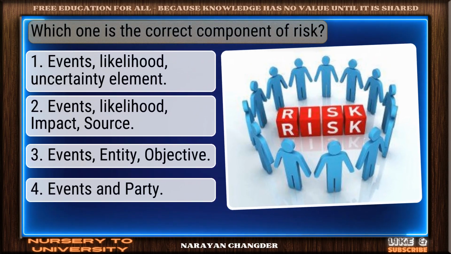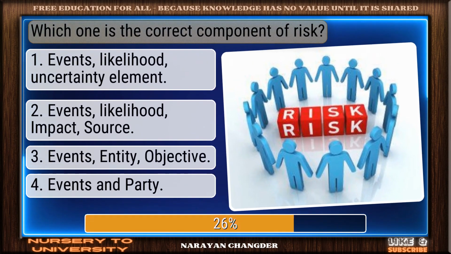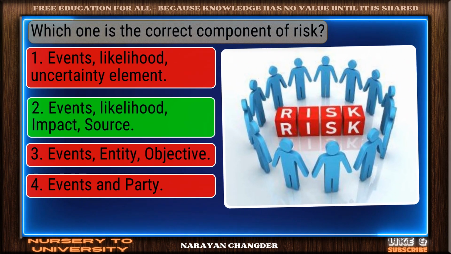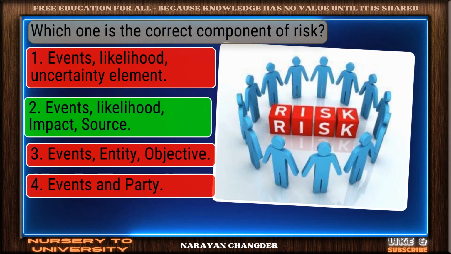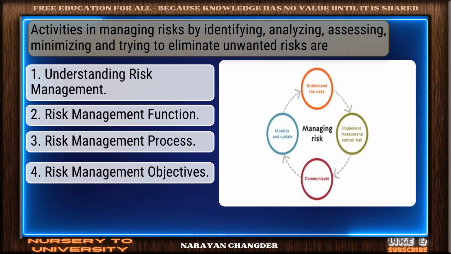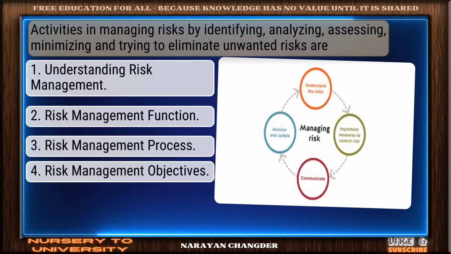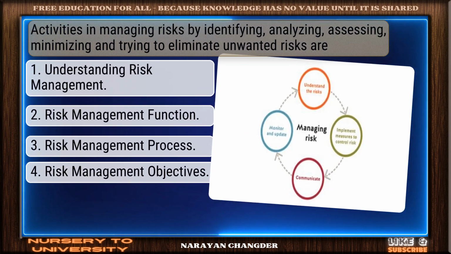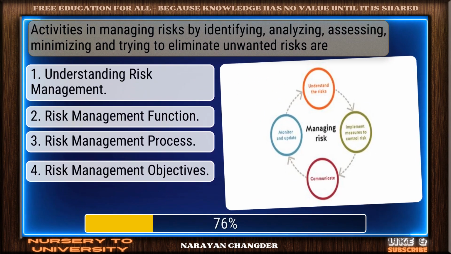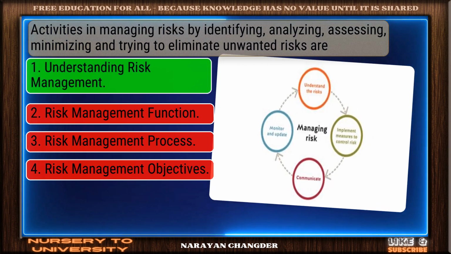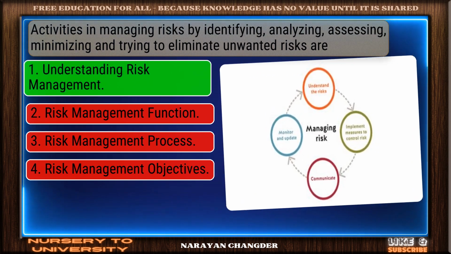Which one is the correct component of risk? Correct response. Events, likelihood, impact, source is the most accurate answer. Activities in managing risks by identifying, analyzing, assessing, minimizing, and trying to eliminate unwanted risks are... Well picked. Understanding risk management is the correct answer.